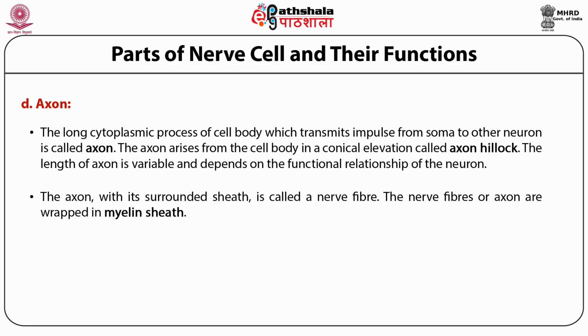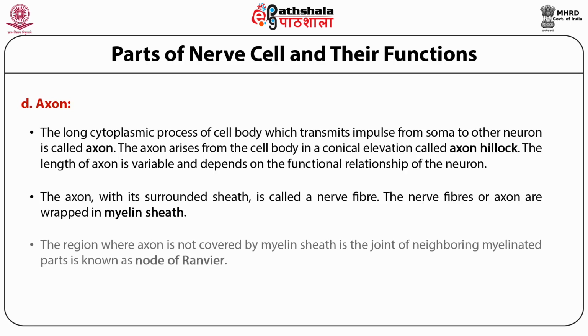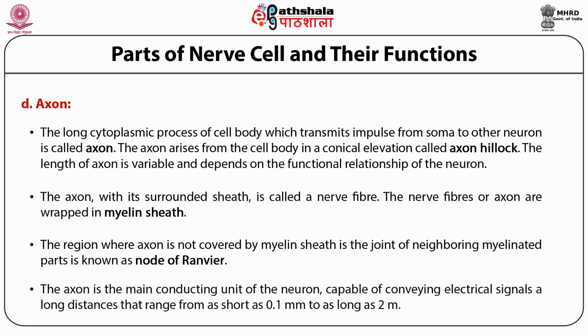The nerve fibers or axons are wrapped in myelin sheath. The region where the neuron is not covered by myelin sheath, at the joint of neighboring myelinated parts, is known as node of Ranvier. The axon is the main conducting unit of the neuron. It is capable of conveying electrical signals along distances that range from as short to as long as 1 meter.